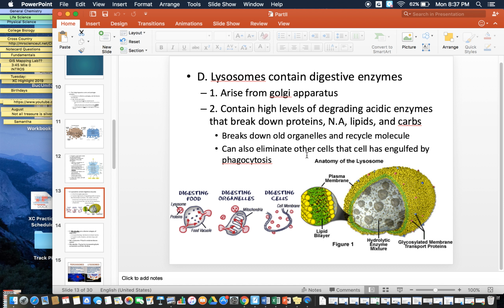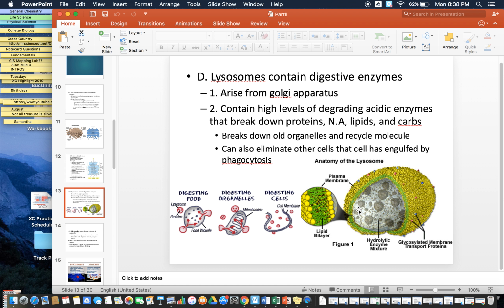But they can also eliminate other cells that the cell has engulfed by phagocytosis. So here we have a lysosome, and it will fuse to a food particle and break it down. In this digestion of organelles, this mitochondria has gone past its life expectancy, so the enzymes fuse, break it down, and recycle all those parts. Okay.